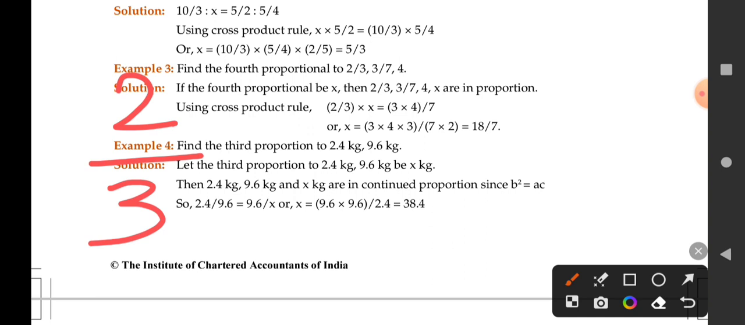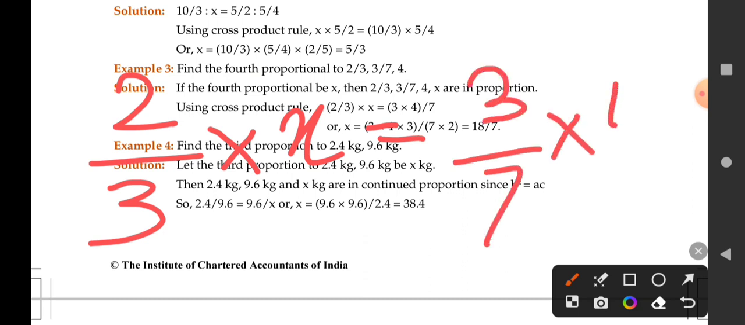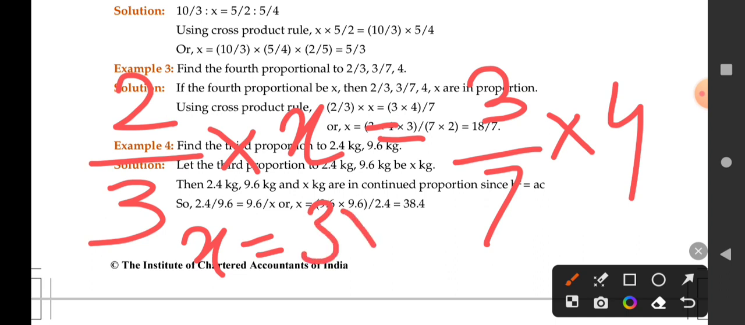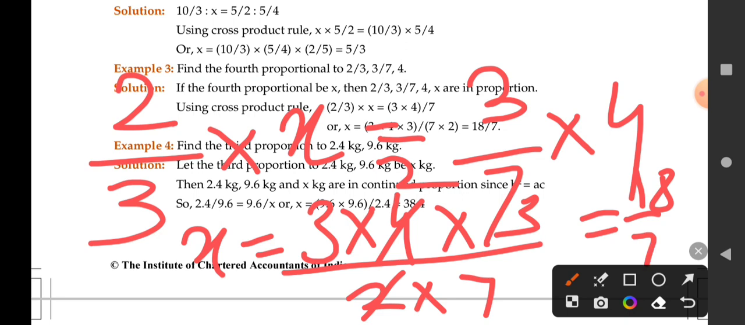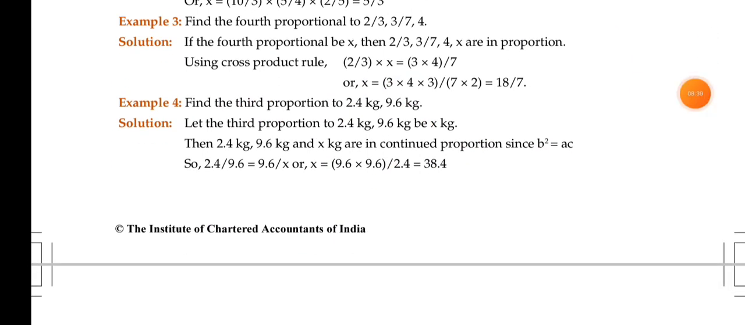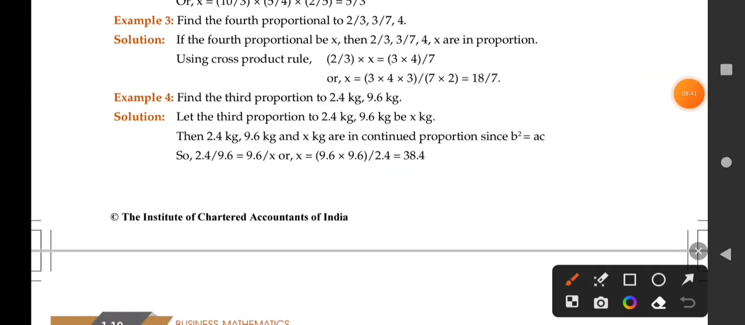2 by 3 into x is equals to 3 by 7 into 4. Okay, now let's take the terms over to the right side. So x is equals to 3 into 4 into 3 divided by 2 into 7. So 3 3s are 9, 9 2s are 18 by 7. I hope you understood. It is just simple calculation which I just did.